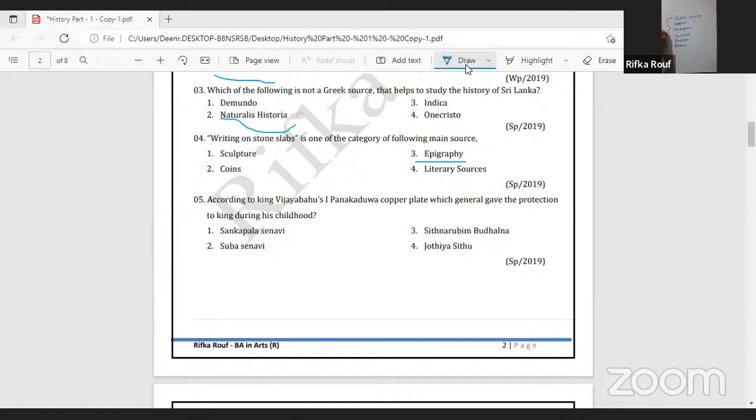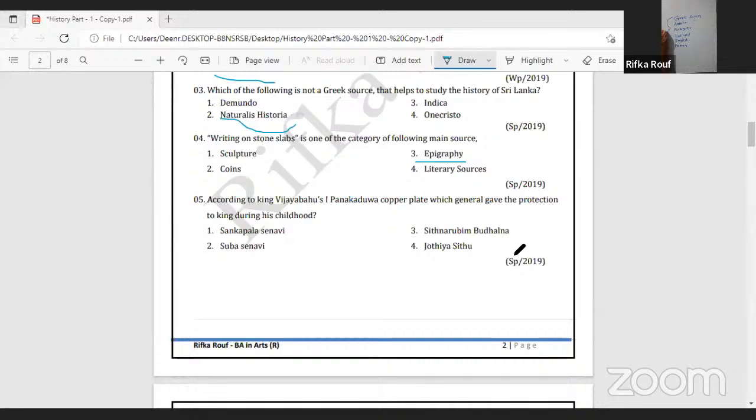general. He is a security officer. Who is this Buddha Raja? So for him, a number of royal grants were provided to show gratitude for the protection and the help that he had provided to the king's family. It was done only as gratitude. So it is whom? Sitnarubim Budalna.